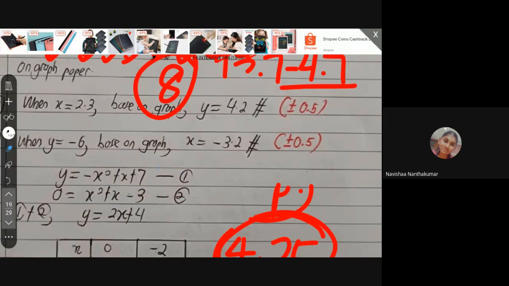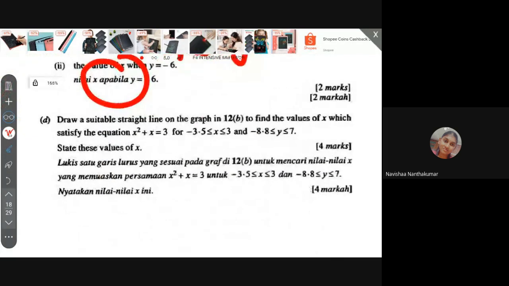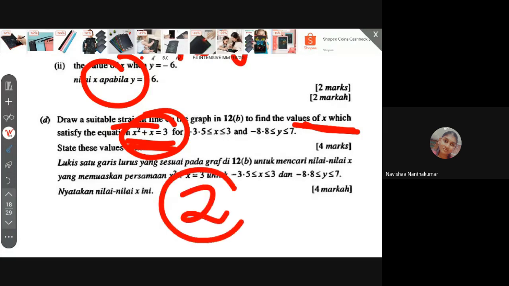Okay, so next question. Sedikit mengelirukan, a bit tricky, but I think you all can do it. So they say draw a suitable straight line. Lukis satu garis lurus to find the values of X. Mereka bagi satu persamaan baru kat kamu. So how do we solve this, guys? Macam mana nak dapat persamaan garis lurus ni? You have 2 quadratic equation now. Apa kaedah kita boleh guna? What method can we use?